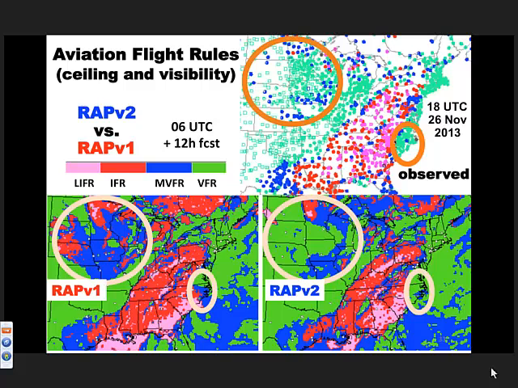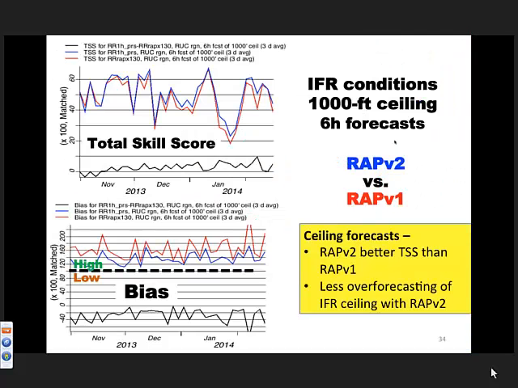The next slide is showing some objective characterization of the 1,000-foot ceiling 6-hour forecast in RAP V1 versus V2. What we see overall is an improvement in skill in the total skill score. And if we look at the bias, this really turns out to be what tells the story.